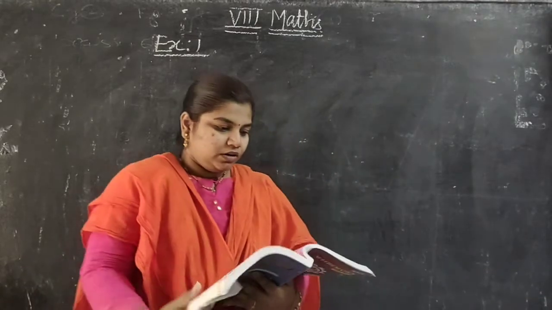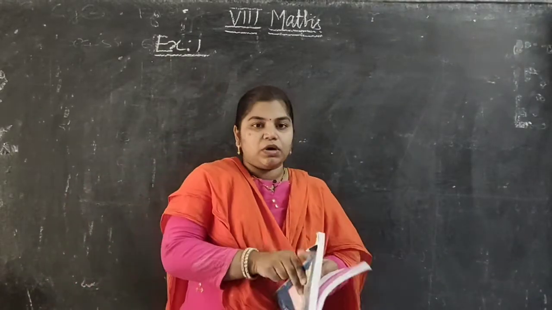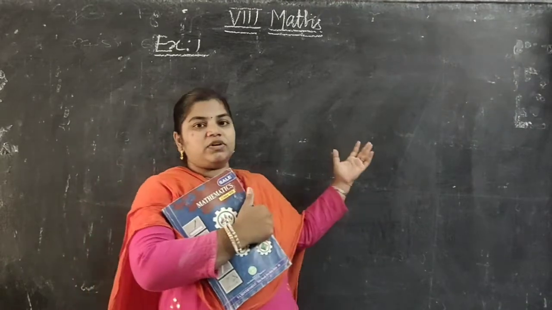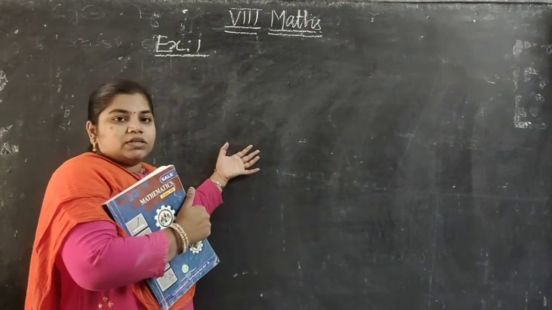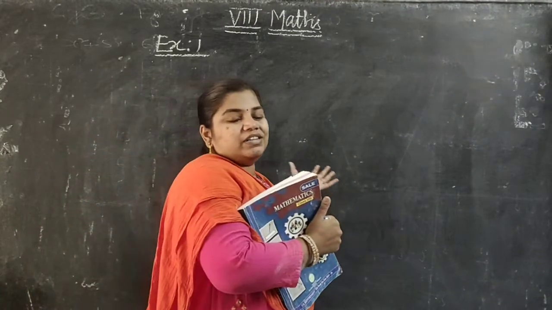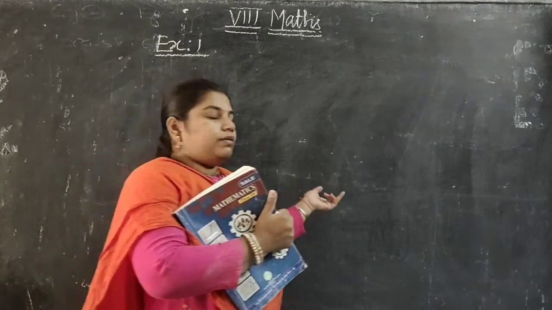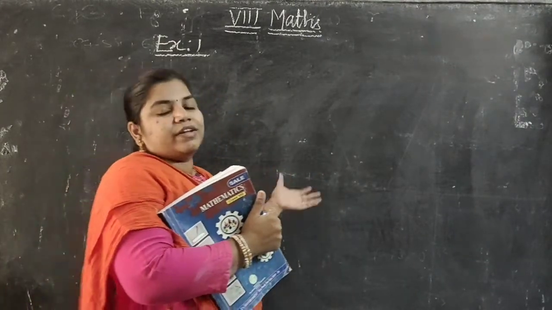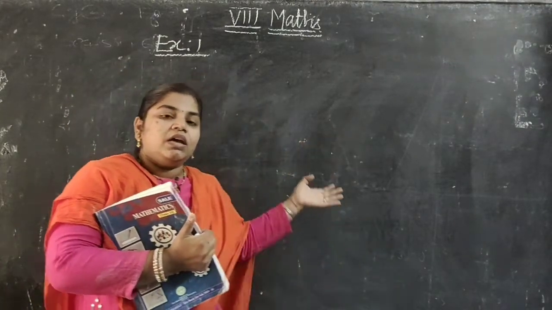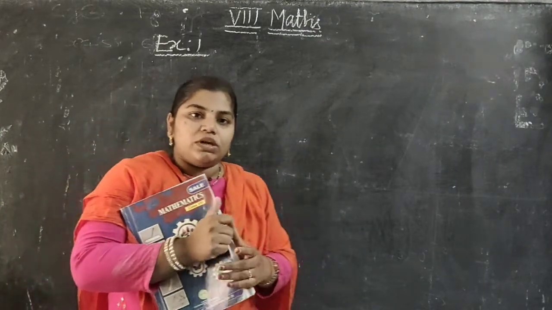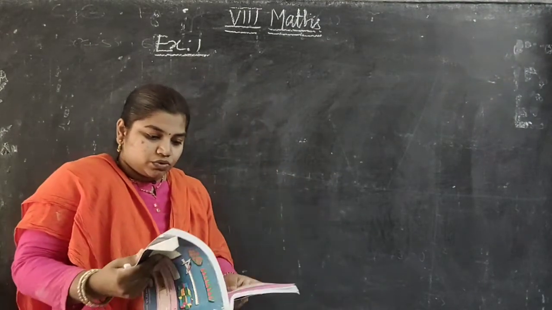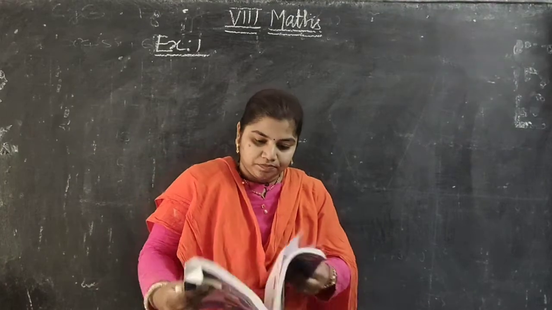Good morning, everyone. So yesterday we discussed properties of squares and square roots, and we also learned about Pythagorean triplets, what a square root is, and how many methods there are for finding the square root. So we will start our exercise today, that is Exercise 1.